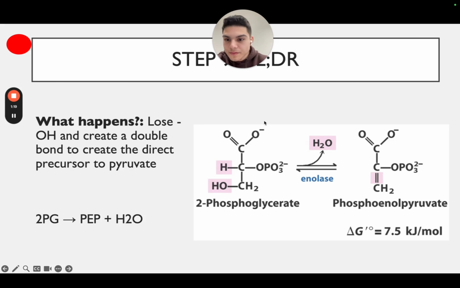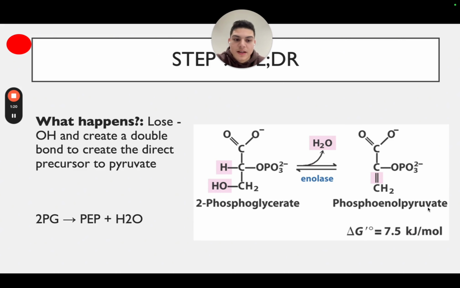But yeah. And then step 9, TLDR. So what ends up happening in this is we have 2-phosphoglycerate, which is what we form from that mutase, to convert into phosphoenolpyruvate. Now, what happens is we're losing an OH and creating a double bond to create a direct precursor to pyruvate. So we're basically doing a condensation reaction where we're getting rid of an OH and an H and forming that double bond right here. So enolase is the enzyme that catalyzes the reaction, and we remove water at the end of it.